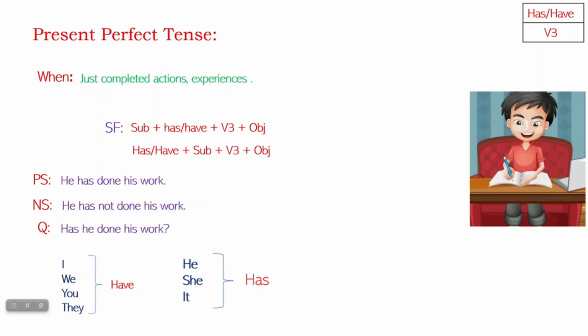Then what is the difference between simple past and present perfect tense? Simple past is used for past actions, past completed actions, like yesterday, last week, last year, like that. But present perfect tense is used for just completed actions, the actions completed today, recently. In those cases, we use present perfect tense. For I, we, you, they, we use have. For he, she, it, we use has.